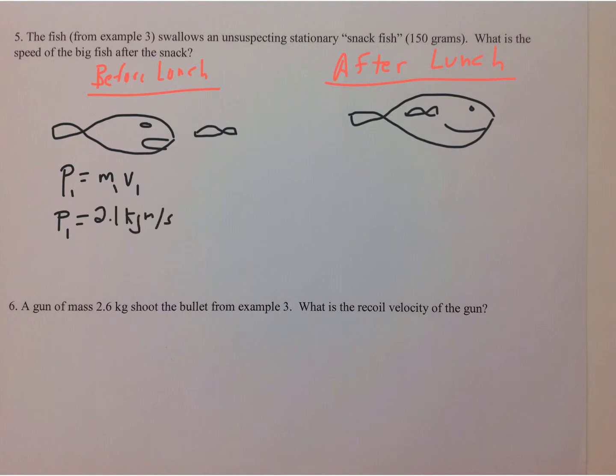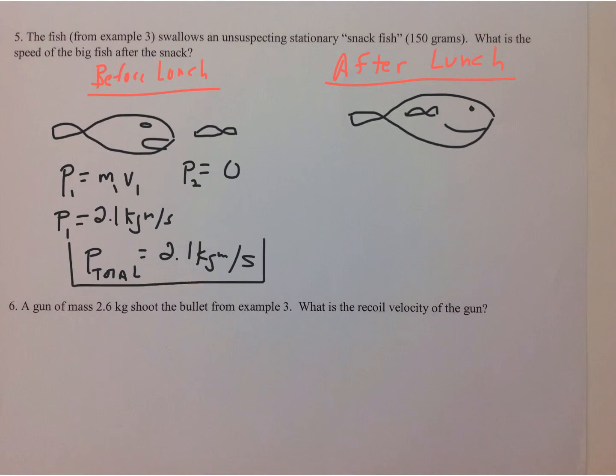kilogram meters per second. Now the little fish is not moving, it's just kind of floating there. Maybe he doesn't see the big fish. So P2 equals 0. So P total, which is once again going to be conserved, is simply the 2.1 kilogram meters per second. That's what's conserved.